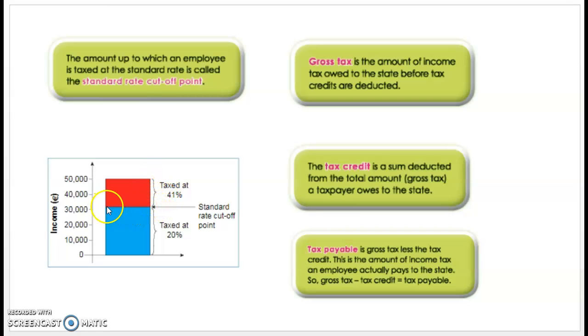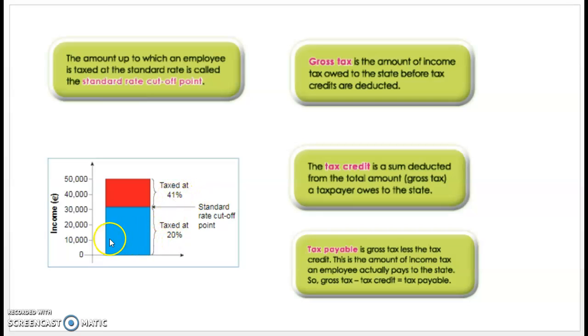Up to this amount here, which isn't always 30-something thousand, you'll be told how much it is, you pay 20% of this at that rate. Then some people have more money, and if they earn more than this, they have to pay a different rate of tax. So you take this amount of money here, and you would take 41% of that, and that would be taxed. And then you'd add those together to find out how much tax you owe.